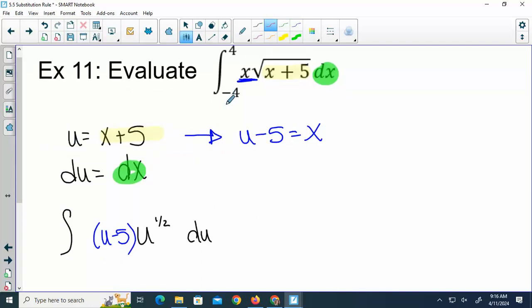Okay, I change my limits. I put in a -4. -4 plus 5 is 1. The upper limit is +4. So 4 plus 5 is 9.